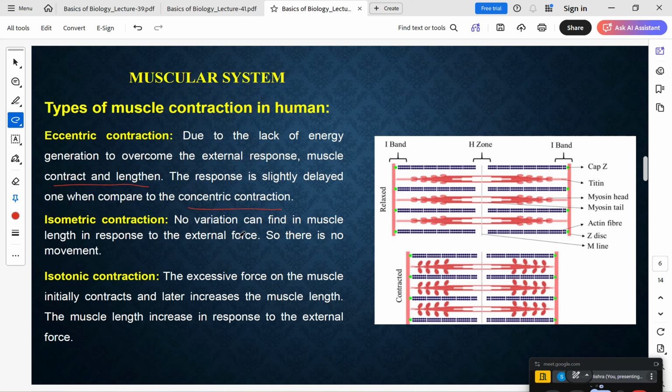Isometric contraction occurs when there is generation of force but there is no change in the muscle length. Because of this, there is no movement. Isotonic contraction happens when there is excessive force on the muscle, because of which it initially contracts and later there is an increase in the muscle length. The muscle length increase is in response to the external force. All of these contractions occur when there is an external stimulus.